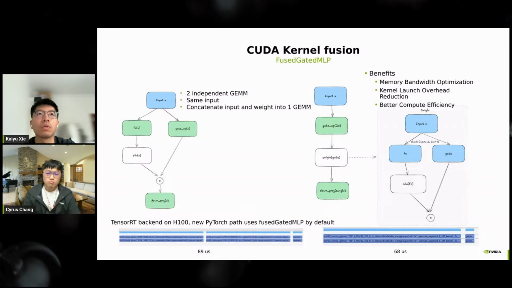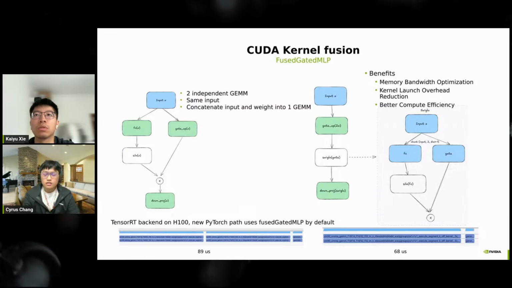So what are the benefits of doing this kind of fusion? The first is memory bandwidth optimization. In the original implementation, it needs two separate reads and writes from global memory, because usually the input is a very large tensor. The read will be passed to FC and gate-up. But now we only have one read and write, because the weights are concatenated and we are just duplicating the inputs.